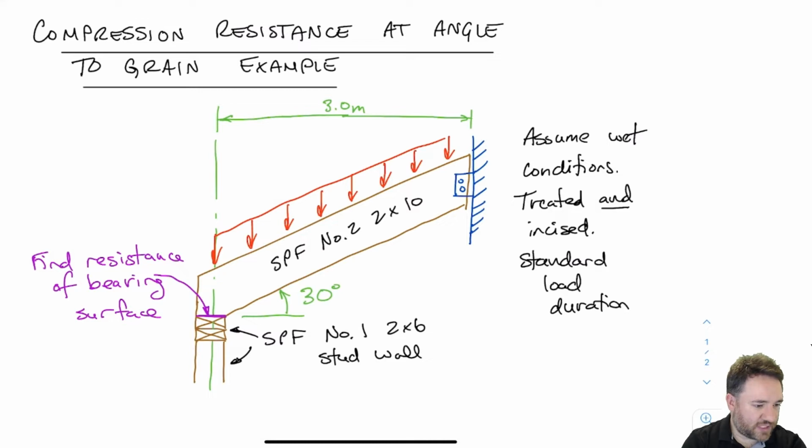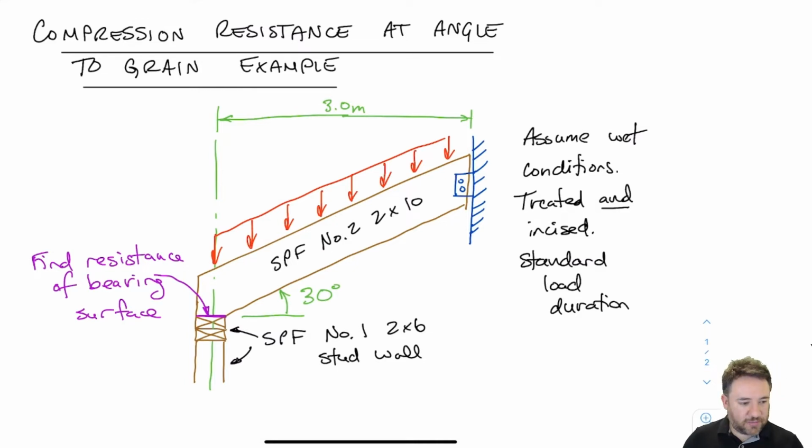So I've given the joist as SPF number 2, 2x10s. We're going to assume wet conditions and treated and incised lumber so we can get some practice calculating those resistance factors. But we're going to assume a standard load duration, so that means that KD is going to equal 1.